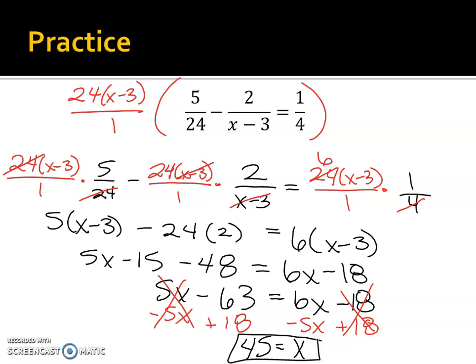Now on the next slide, we're going to show you guys a little bit more complicated ones, and get excited because that means we get to factor. Oh yeah.